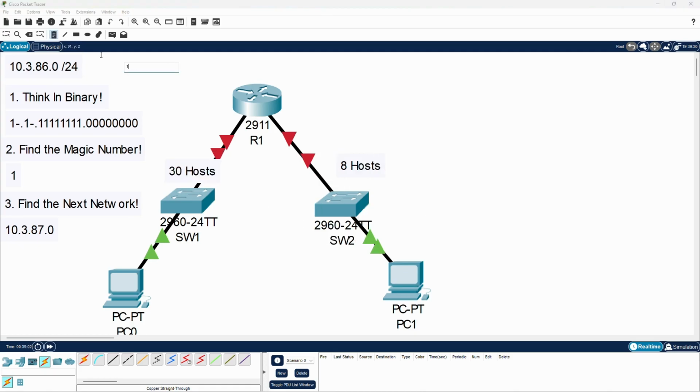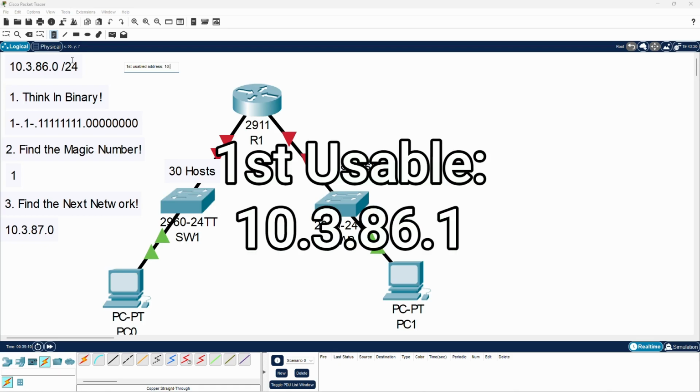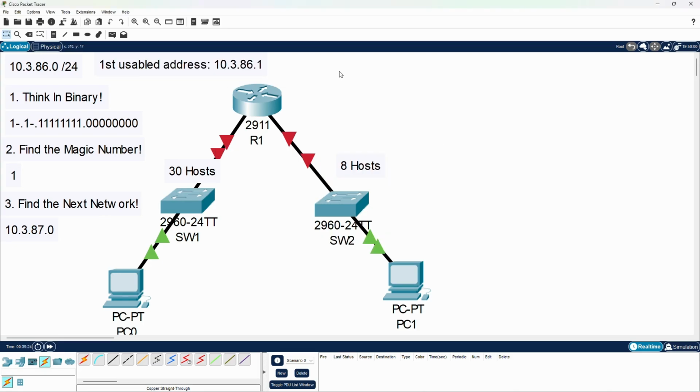But what's the first usable address? So the first usable address would be 10.3.86.1, right? That's pretty straightforward. What's the last usable address?